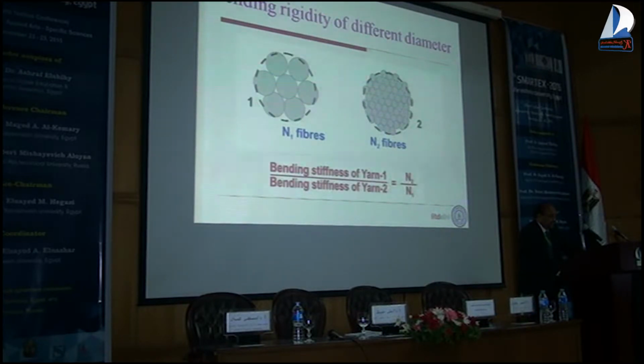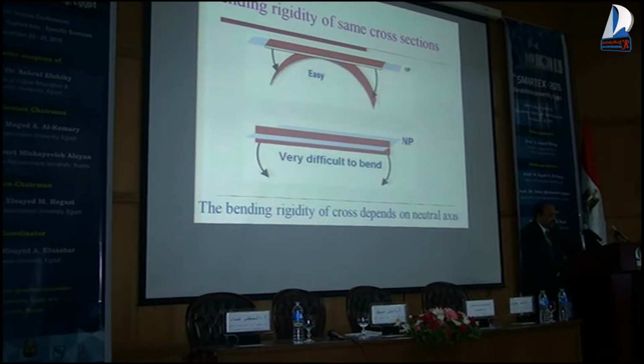So for bending rigidity, we calculate the bending stiffness of fibers of different denier. You can see here two different yarns produced using a fine fiber and a coarse fiber. From the concept, the bending rigidity of a cross section depends on the neutral axis. So what is this concept of neutral axis? I will show you different cross sections where you will find the neutral axis is different, and the rigidity depends on the neutral axis of the cross section.